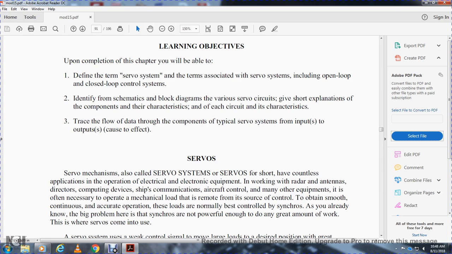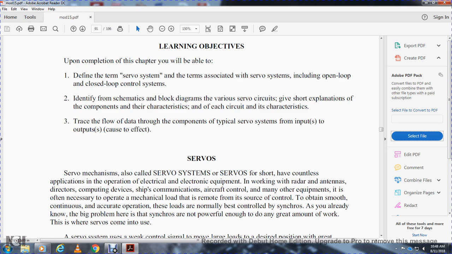Servomechanisms, also called servo systems, have application in the operation of electronic equipment such as radar antennas, computing devices, shipboard communications, and aircraft, along with many other equipment. It is often necessary to operate a mechanical load that is remote from the source of control, to obtain smooth, continuous, accurate operation of the load that is normally best controlled by synchros.